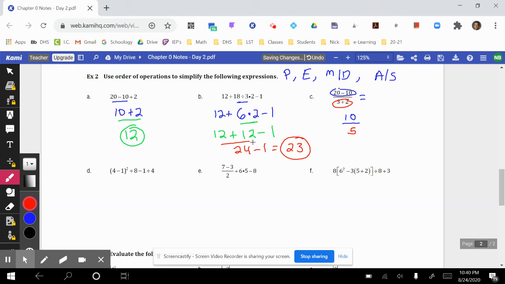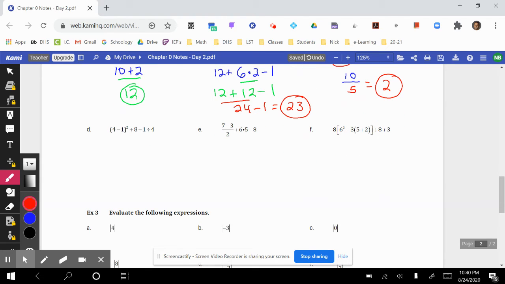All right, now I'm dealing with 10 divided by 5. Well, I know 10 divided by 5 gives me 2. All right, so anytime we're dealing with fractions, you take care of the top as much as you can, you take care of the bottom as much as you can, and then you go ahead and simplify whatever's left over.